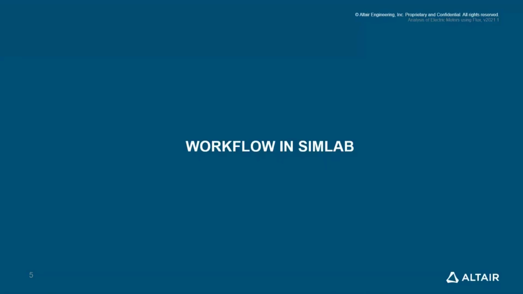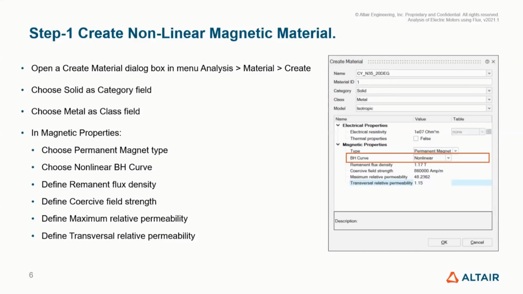Now we can see the workflow in SimLab, how we perform the demagnetization analysis and how we represent the model. I'll start with the model my colleague showed. You can use the same model for the demagnetization effect. The procedure remains the same even for working point analysis, cogging torque, or back EMF.